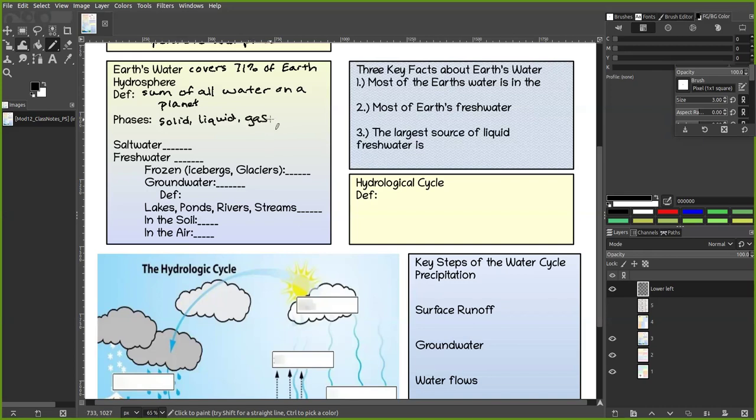Now, on the Earth, salt water makes up about 97% of our water. A little bit more, so the fresh water only makes up about 2.75% of all the water on the planet. Now, out of that 2.75, most of it, 2.1%, is frozen in the icebergs and glaciers. Of whatever's left, we have about 0.7% that is groundwater, and groundwater simply means that it's underground.